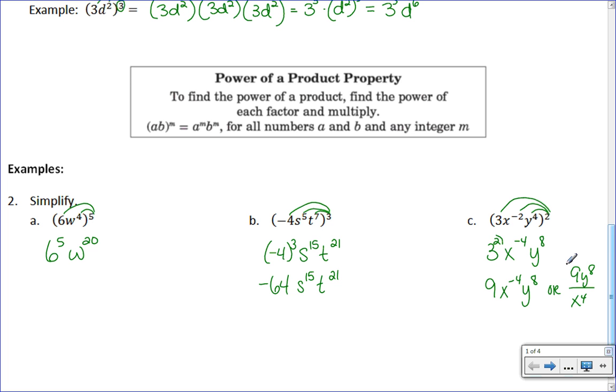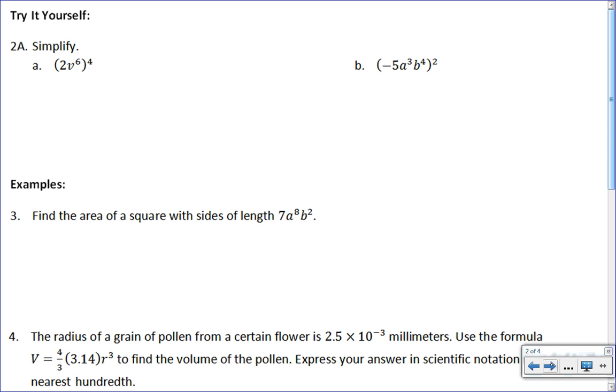Okay, so the try it yourself problems for this example are on the back of the page at the top. So go ahead and pause the video, work through those 2 problems, and when you're ready to check your answer, press play.